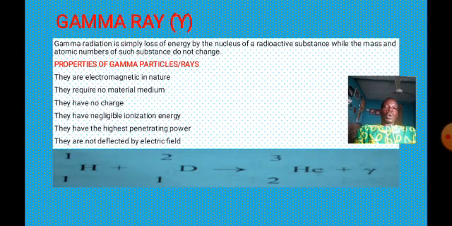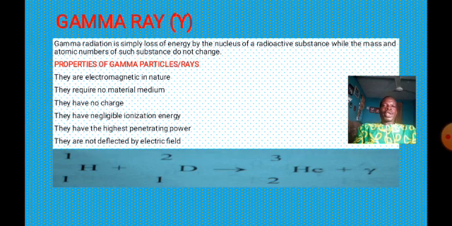Now we move to the last one, the last radioactive emission, gamma ray. Gamma radiation is simply loss of energy by the nucleus of a radioactive substance, while the mass and atomic numbers of such substance do not change. Because gamma ray has no charge, it has no atomic number, it has no mass number. It is neutral.